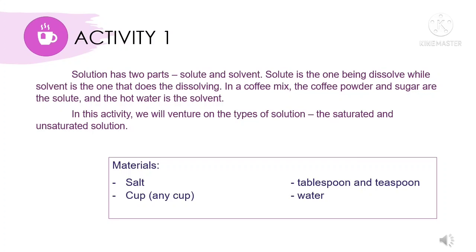But before that, let me first define what is solution. Solution, as we have said earlier, is a homogeneous mixture. Solution has two parts. We have the solute and solvent. Solute is the one being dissolved, while solvent is the one that does the dissolving.